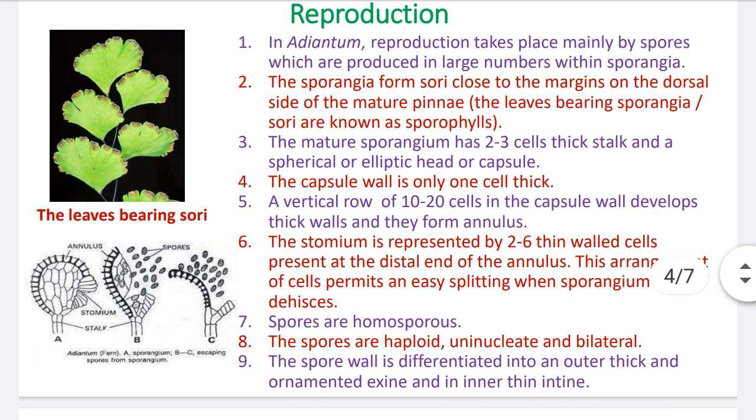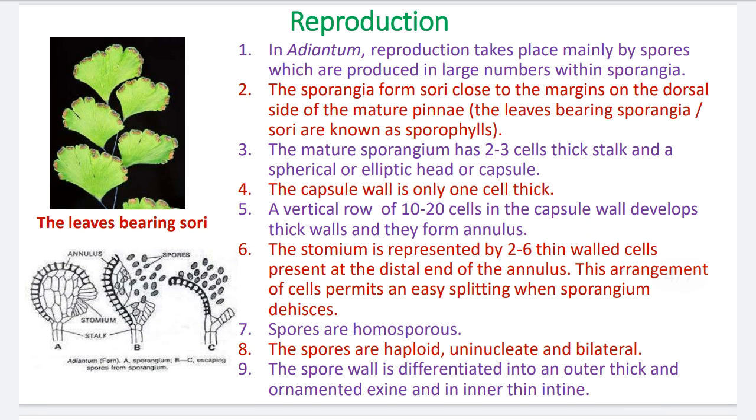Then reproduction in Adiantum. You see in the first photograph, the small leaflets are there, and leaflets, or pinnae, contain many sori toward the dorsal side. The brown colored structures are nothing but the sori, and sori contain many sporangia, and a sporangium is nothing but the bag of the spores, and when the sporangium ruptures, spores are liberated from the sporangium.